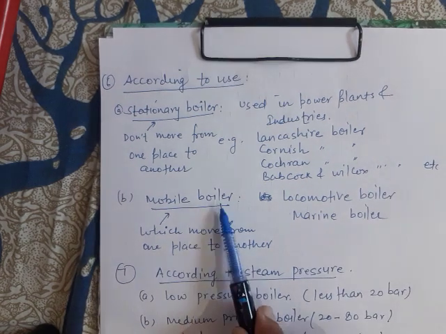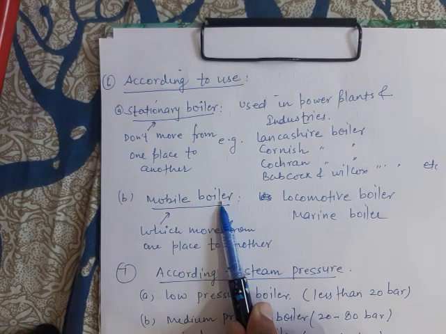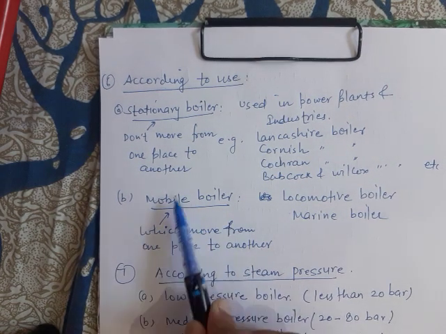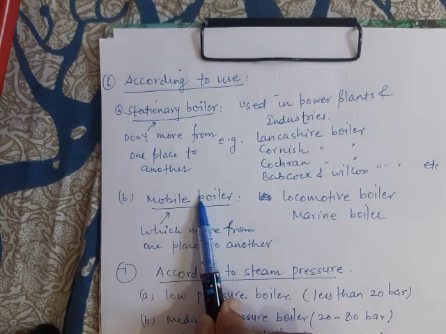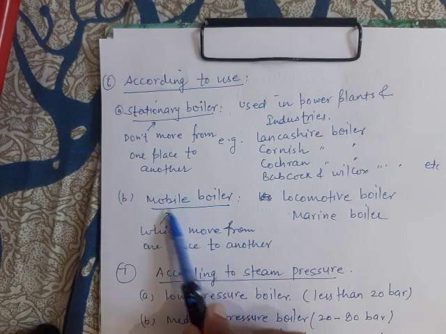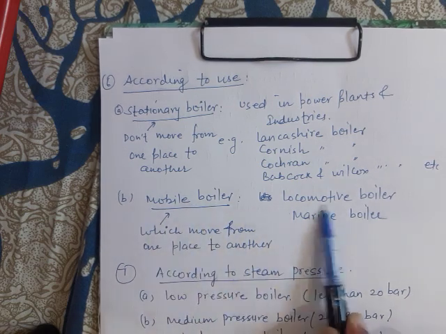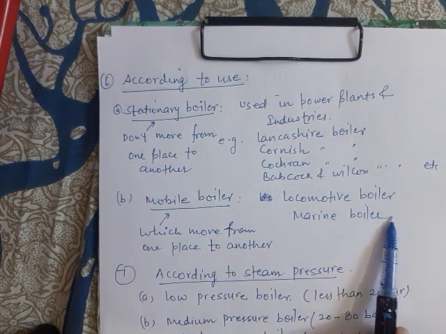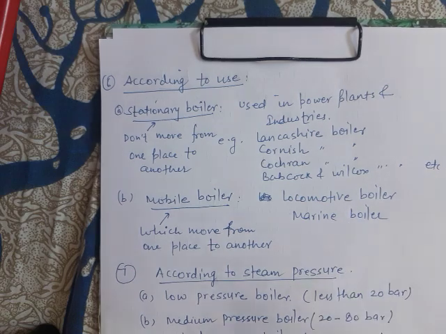While mobile boilers are those which can move from one place to another place. The word mobile itself indicates movement. That is, those boilers which can move from one place to another place are known as mobile boilers. Locomotive boiler and marine boilers are the examples of the mobile boilers.